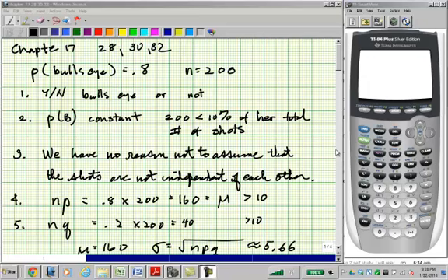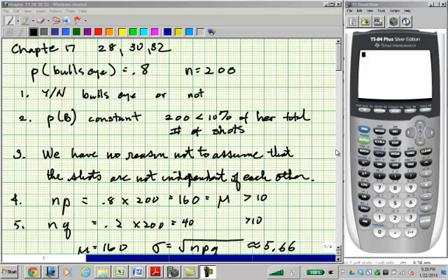Okay, chapter 17, 28, 30, and 32. So we're talking about shooting arrows at a target, and the probability for this one archer of a bullseye is 0.8. They're taking 200 shots. Now, is this a Bernoulli probability? And then furthermore, is it a normal? Can we use the Bernoulli probability in a normal model?